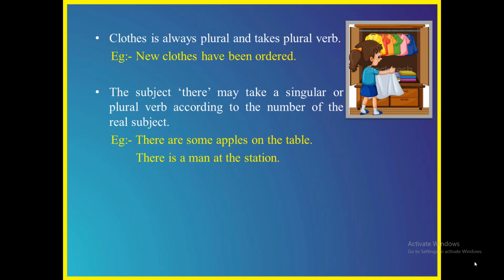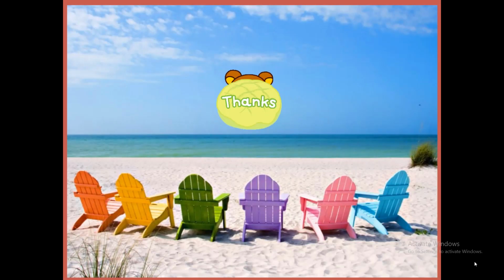So, there are some apples on the table. There are some apples means many apples are there, and that's why here you are using the verb are. The next sentence, there is a man at the station. Again, a sentence with there, but here you are talking about only one single man at the station, and that's why here you are using the singular verb, yes.